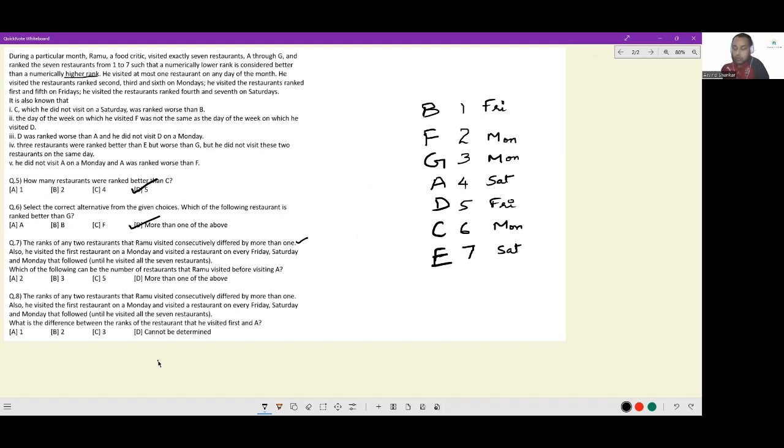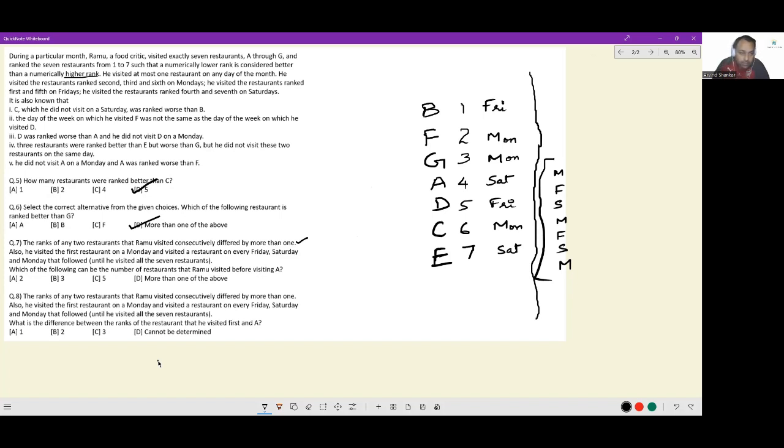Next, the ranks of any 2 restaurants that Ramu visited consecutively differed by more than one. Okay, so 2 consecutive numbers would not be visited one after the other. Also, he visited the first restaurant on a Monday and visited a restaurant on every Friday, Saturday, and Monday that followed until he visited all 7 restaurants. Okay, so his visits will go Monday, Friday, Saturday, Monday, Friday, Saturday, and Monday. This is how his visits will go. This is separate from the original working that we have done. Cool.